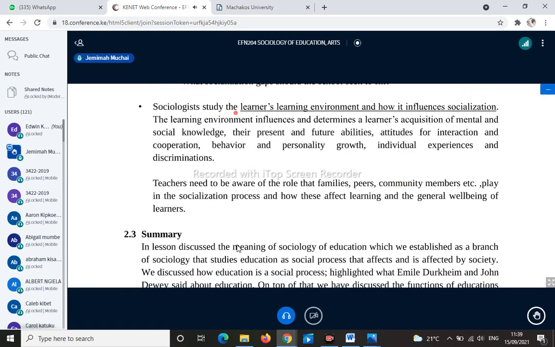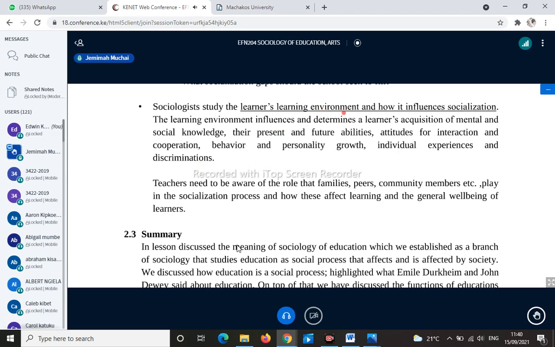So sociology studies the learner's learning environment and how it influences socialization. The learning environment influences and determines a learner's acquisition of mental and social knowledge, their present and future abilities, attitudes for interaction and cooperation, behavior and personality growth, individual experiences and discriminations.